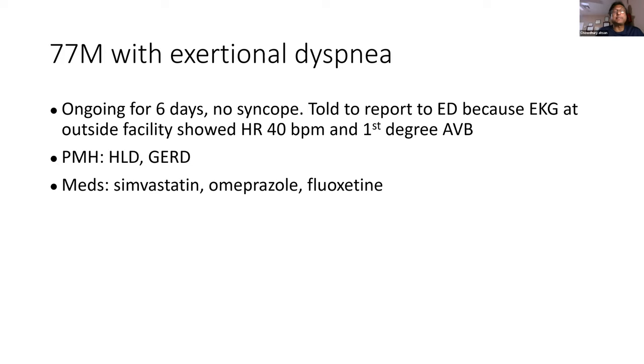So this is a 77-year-old presenting with exertional dyspnea, who was told to report to the ED because the outside EKG showed a heart rate of 40 and first degree AV block. This was the EKG.